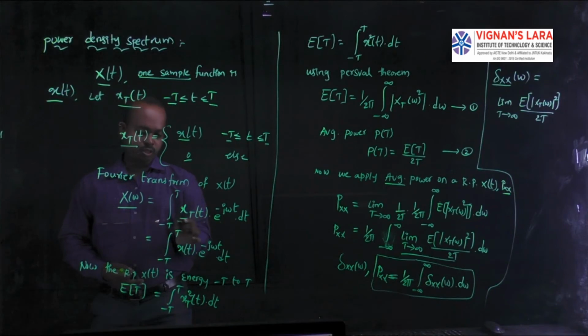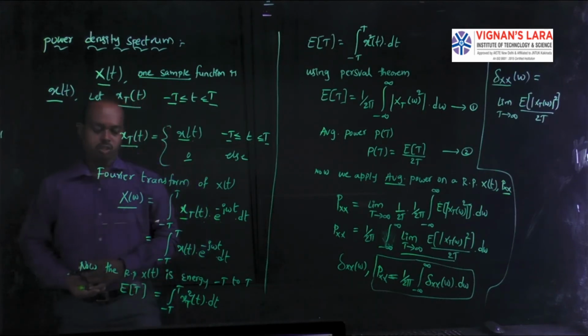Then we have to represent this quantity with its equal value, x of t. Why do I have to write x of t? Within this interval, this function is x of t. That's why I am replacing x suffix capital T of t with small x of t.